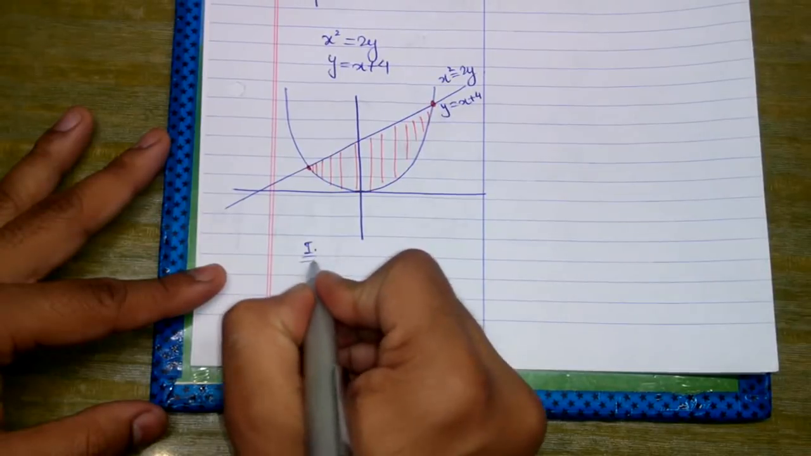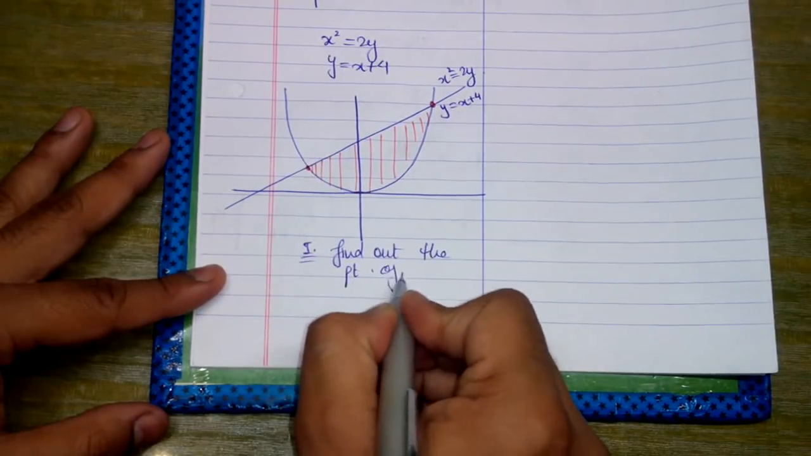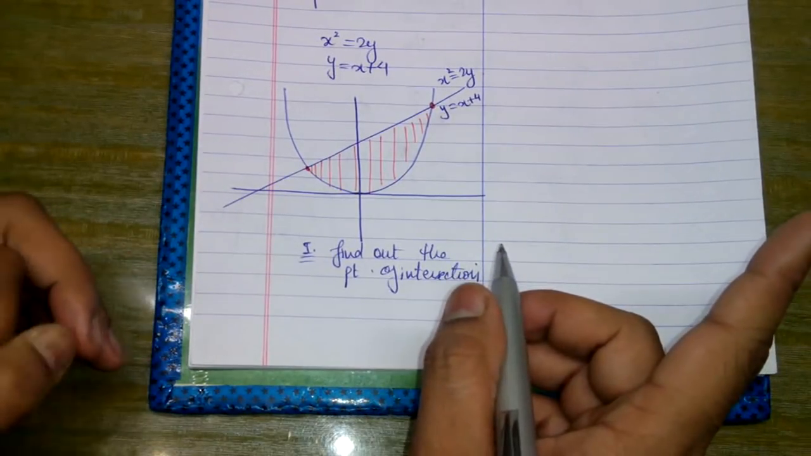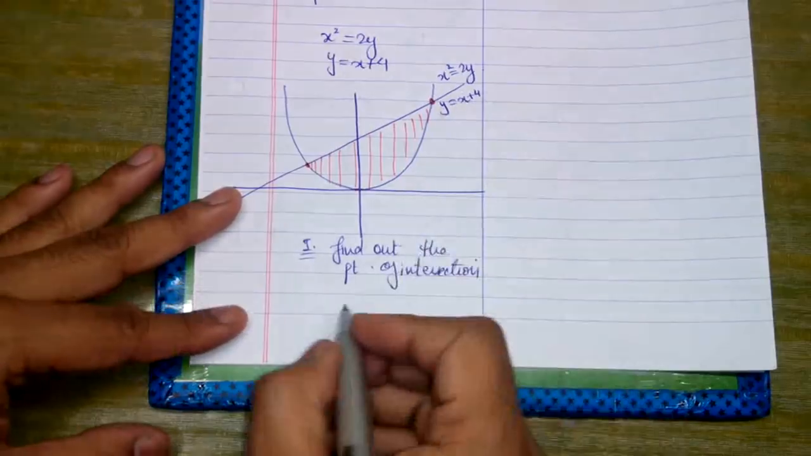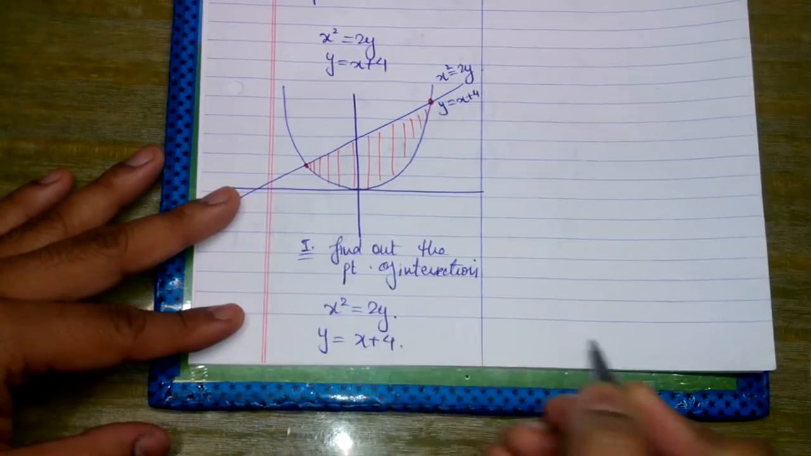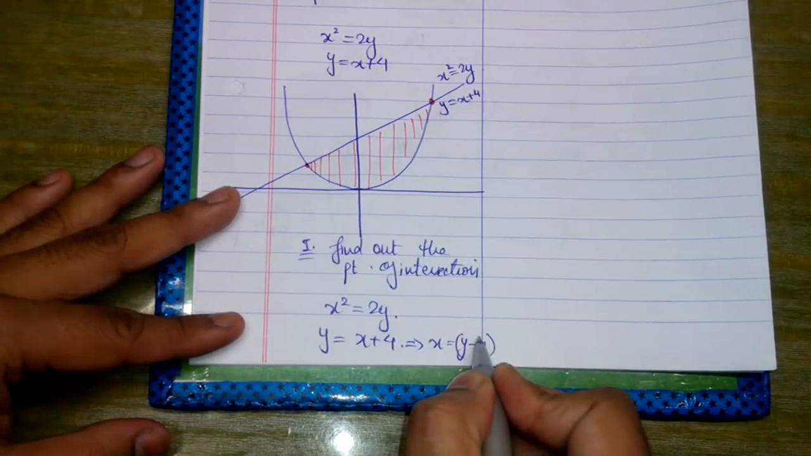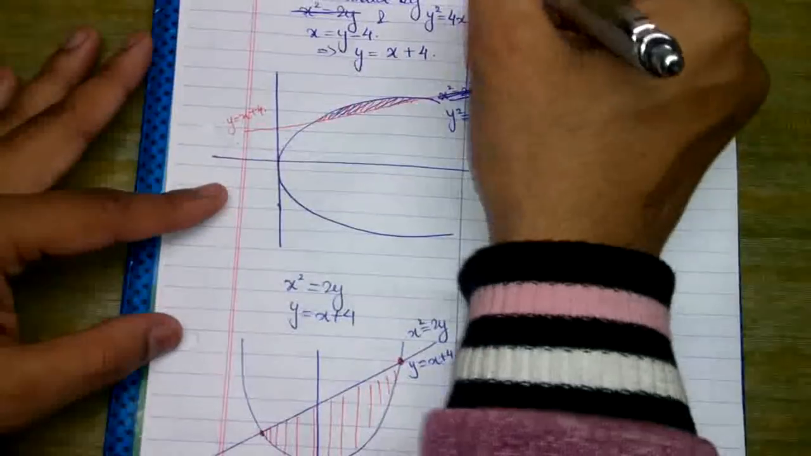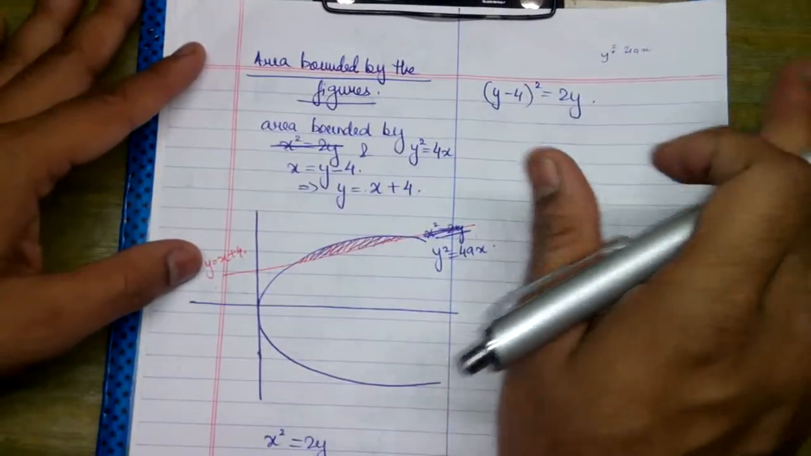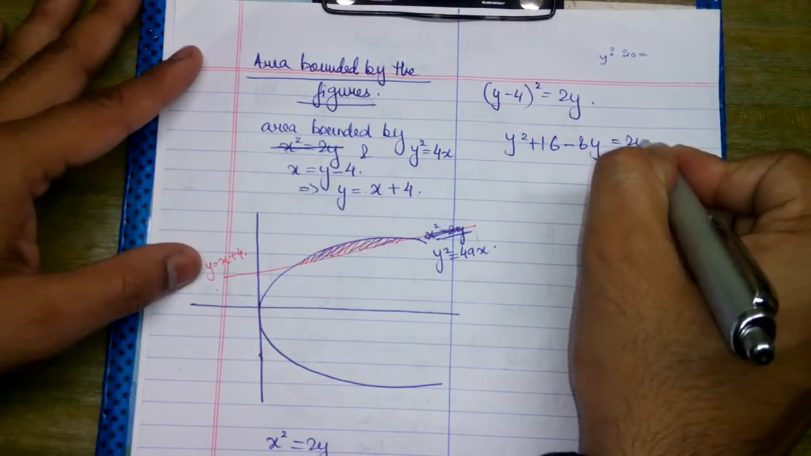So first step is to find out the point of intersection. Now, in order to find out the point of intersection, we have been given x² = 2y, and we have been given y = x + 4. So from here, x = y − 4, and we will keep this value here. So we obtained (y − 4)² = 2y. So now we will form the quadratic equation, that is y² + 16 − 8y = 2y.